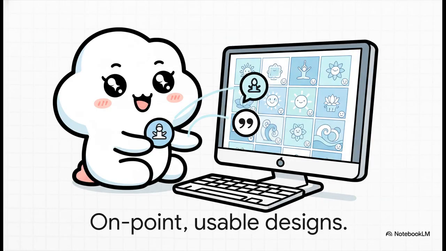Now, look at the difference when you get specific. Instead of that lazy prompt, you try Instagram post for a yoga studio using calming blue and white colors with a dedicated space for a motivational quote. All of a sudden, the AI has real direction. It knows what to do, and it delivers designs that are actually on point, totally usable, and feel like they were made just for your brand.